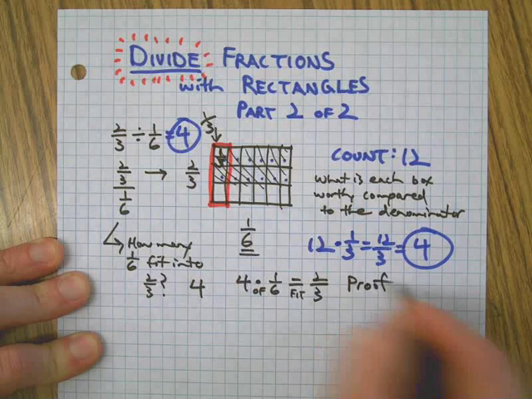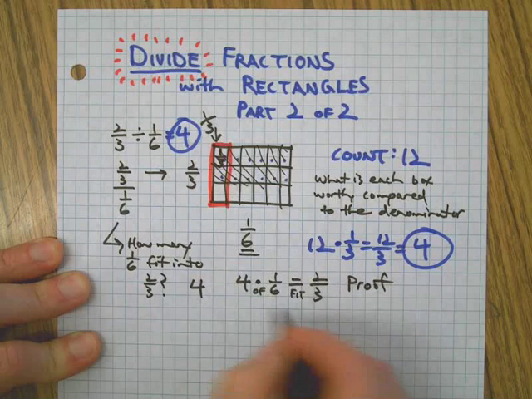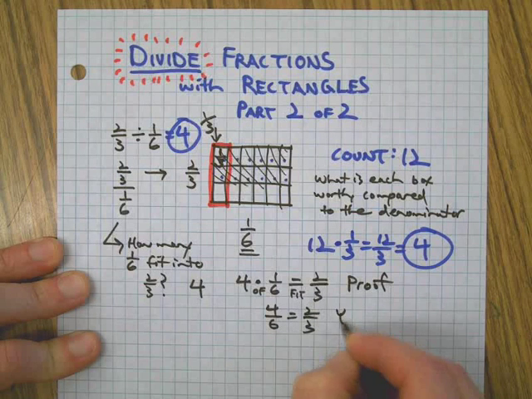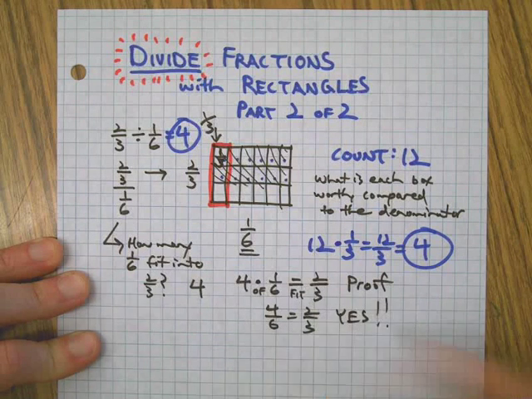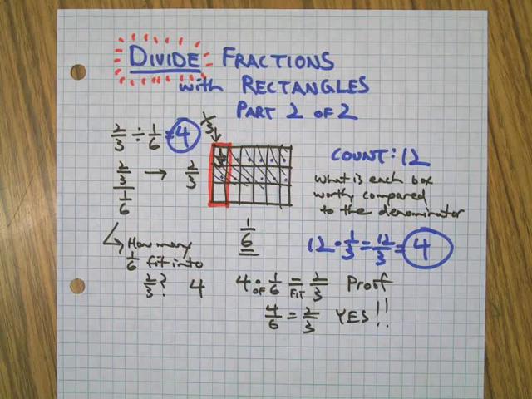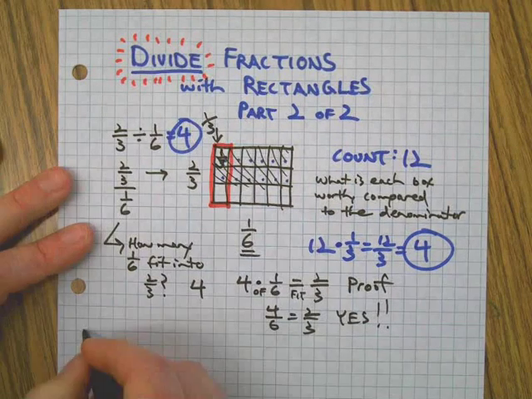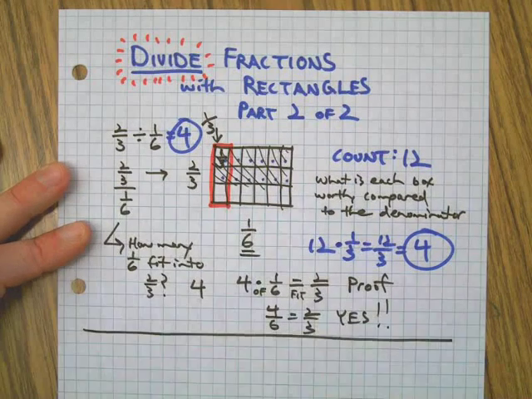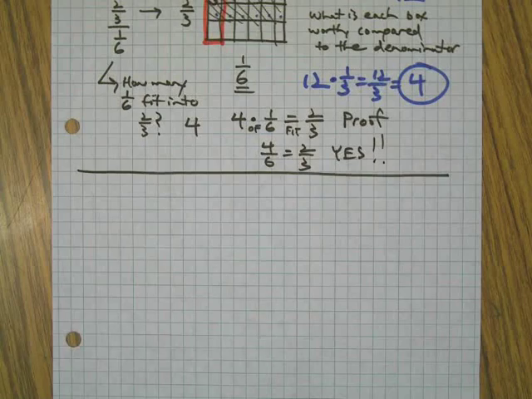This ends up being a proof. This is checking your work, right? 4 times 1/6 is 4/6, which does indeed equal 2/3. And this further proves the flip and multiply technique. Okay? We can get into that some other time. Beautiful. Let's do one more.